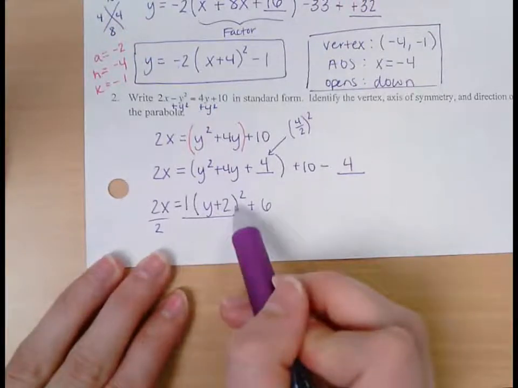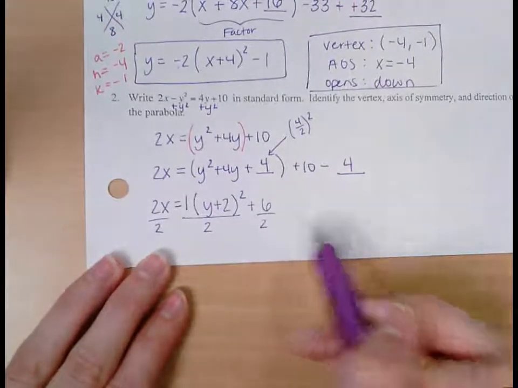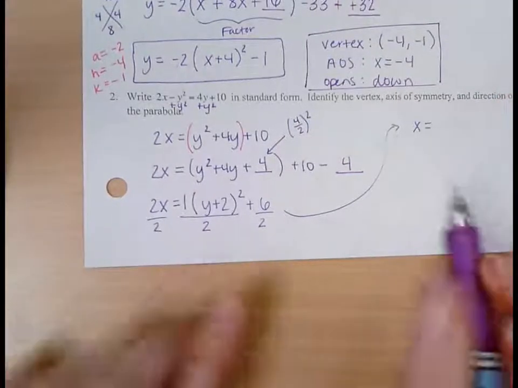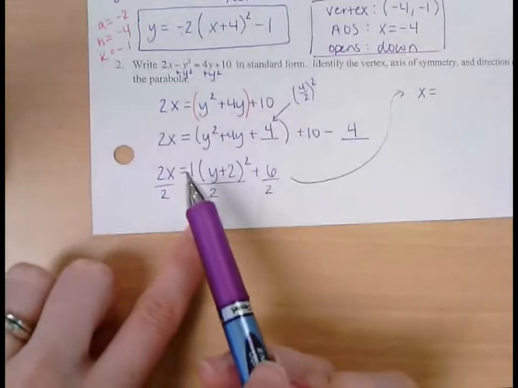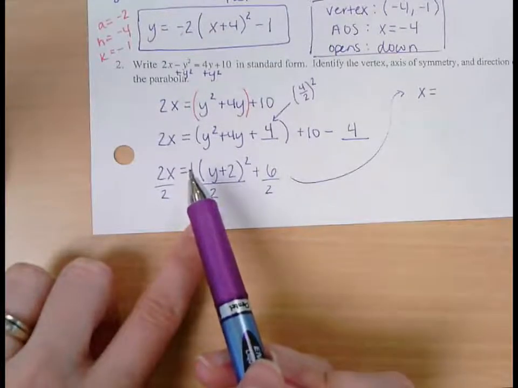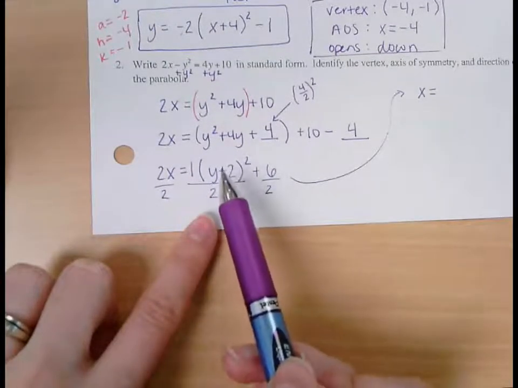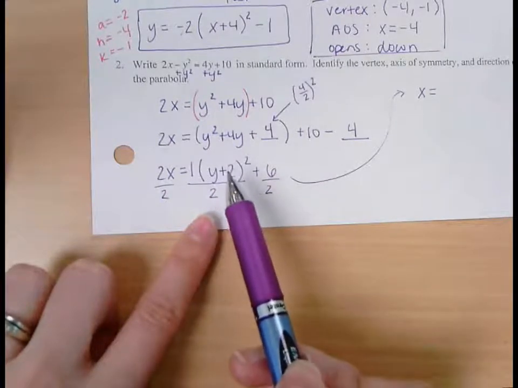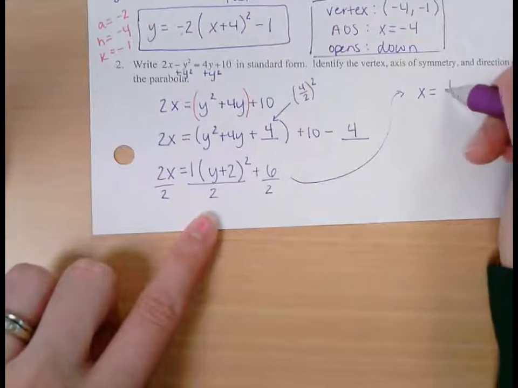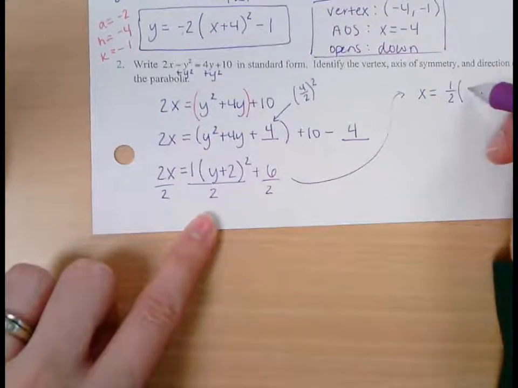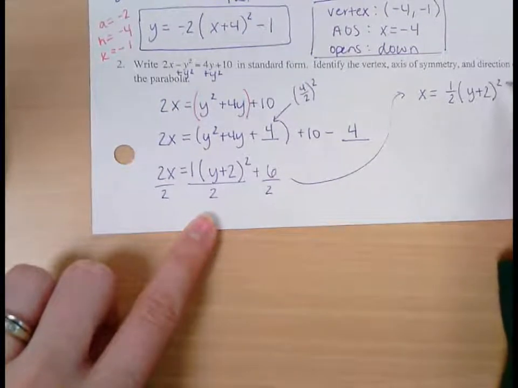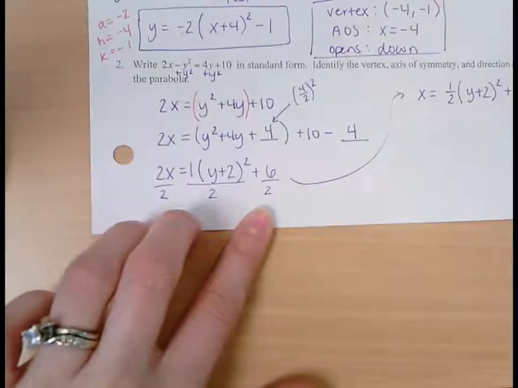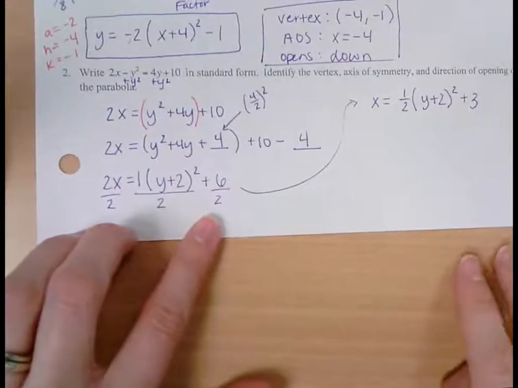So I divide this term by 2 and the 6 by 2. When I do that, take note, I am dividing the 1 that's in front by 2. I am not dividing this 2 that's in the parentheses by 2. This 2 doesn't get touched. So I just have a 1/2 in front. I still have y plus 2 quantity squared. And then 6 divided by 2 leaves me with a plus 3 at the end.